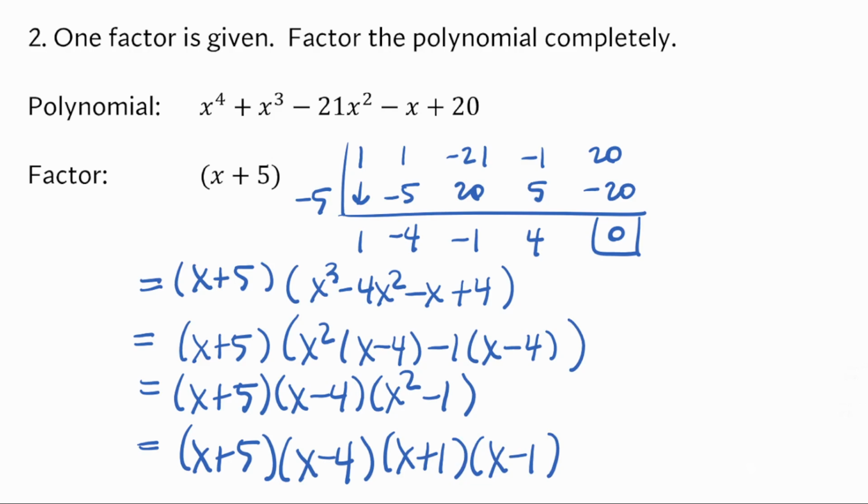And so again, what I was saying earlier, don't forget that original factor of x plus 5 in there, because that's a factor of the given polynomial. So yeah, we see we've got 4 linear factors, so we know we're done.